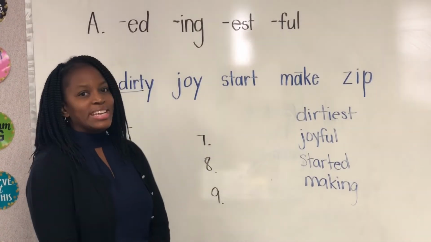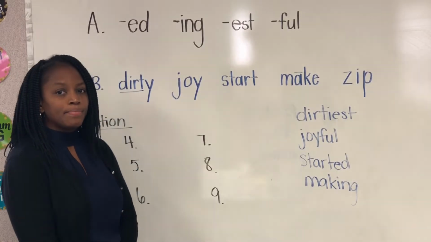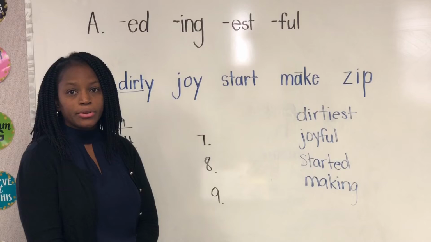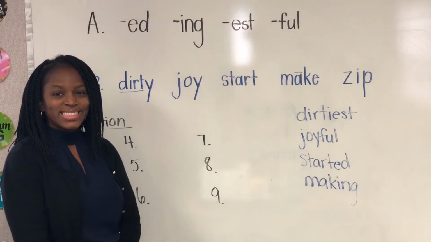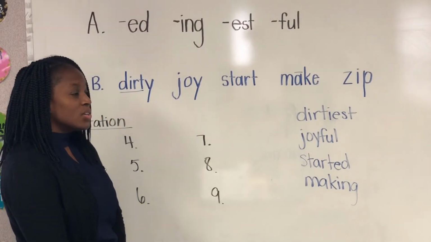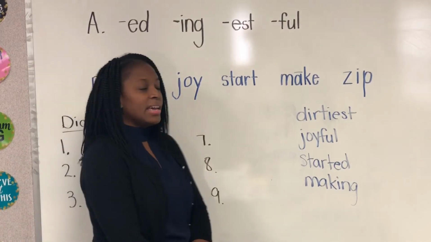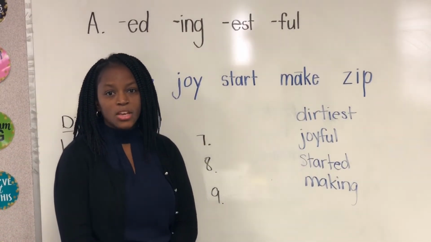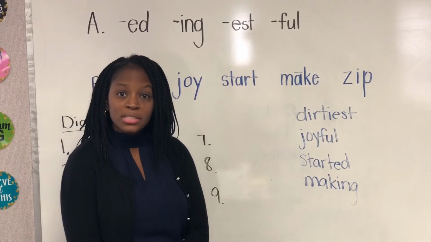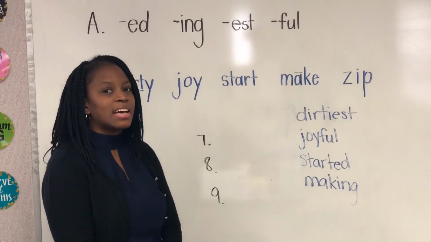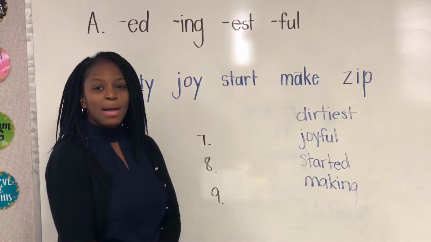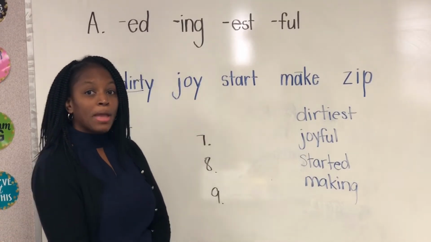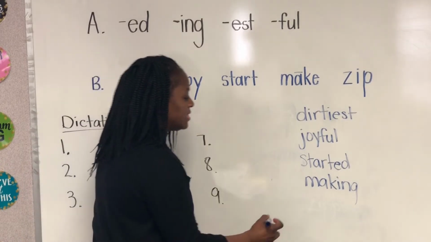My next word is zip. What suffix can I add to make a new word? Remember, zip has a short vowel and it ends in a final consonant. So therefore, I'm going to double the consonant before adding a suffix beginning with a vowel. I'm going to add ed to make my new word zipped.